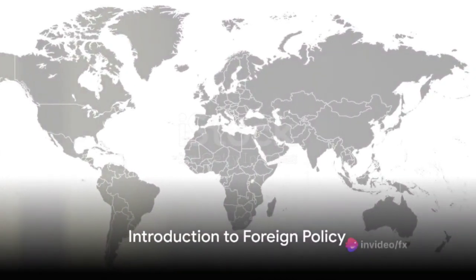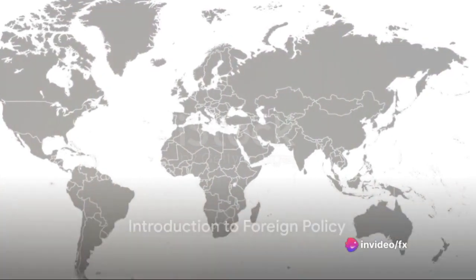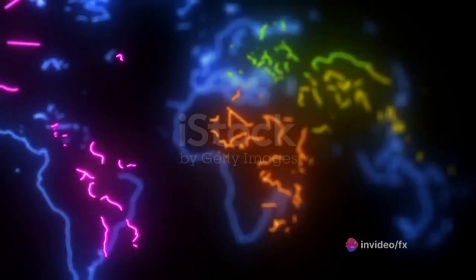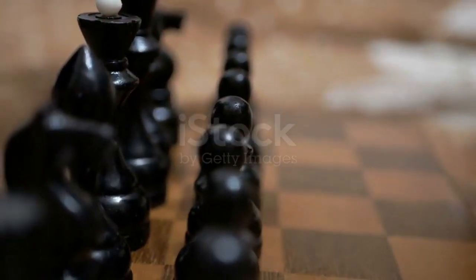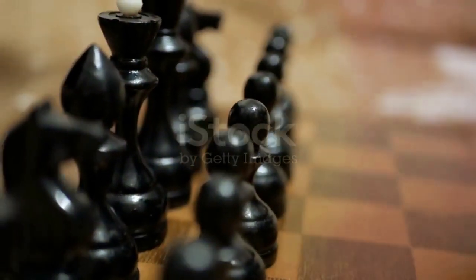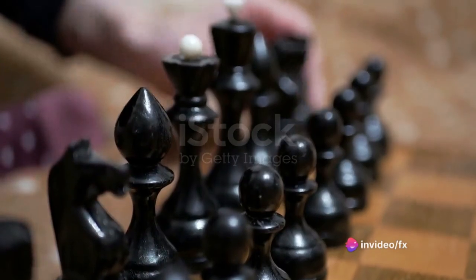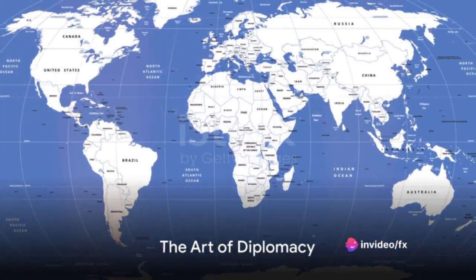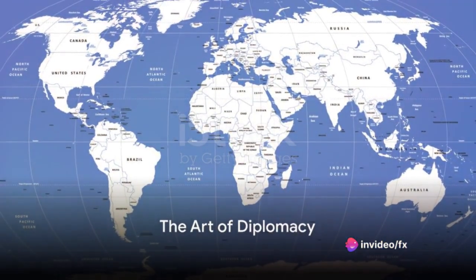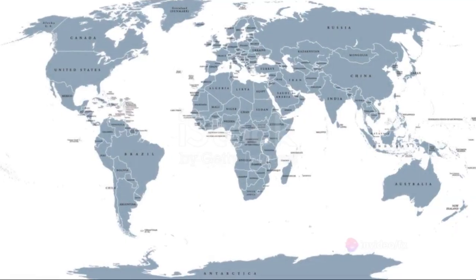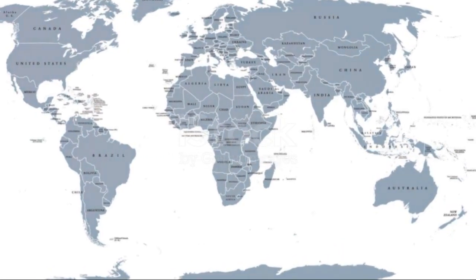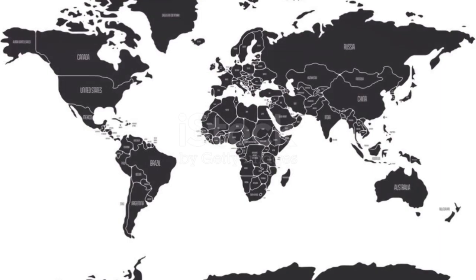Imagine a grand chessboard, where nations are the players, each maneuvering their pieces in a strategic game of power, influence, and survival. This intricate game is known as foreign policy, a complex web of actions, decisions, and goals that each state projects onto the world stage. At the heart of foreign policy lies diplomacy, a delicate dance of negotiation and persuasion aimed at protecting national interests, resolving conflicts, and building relationships.